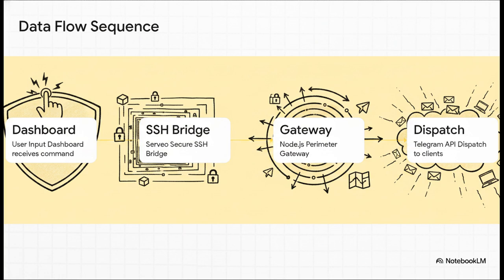Step 1, a command signal hits the insulated user input dashboard. Step 2, it shoots through a Serveo secure SSH bridge to safely reach the local network. Step 3, boom, it hits the Node.js perimeter gateway right on our TCL bouncer, where it gets mapped and authenticated. And Step 4, it's immediately dispatched via the Telegram API to a highly available cloud channel, so the user can just look up and see it on any TV or laptop screen.